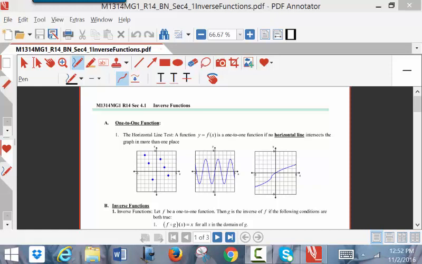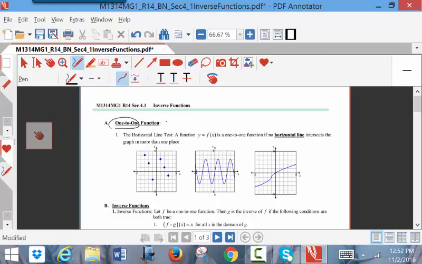Okay, so we're going to talk about inverse functions. This is really not difficult. Again, you want to be really good at this because it is not difficult. And when we start talking about inverse functions, we have to start off by talking about one-to-one functions. Okay, we've got to start with one-to-one functions right here.